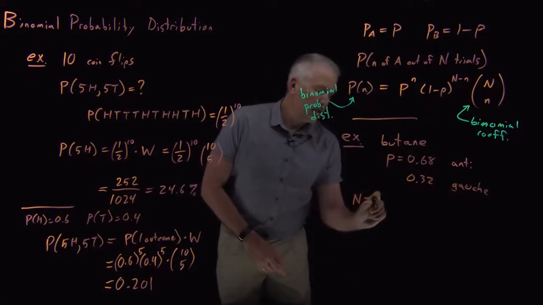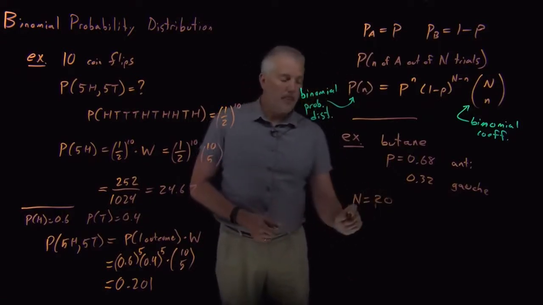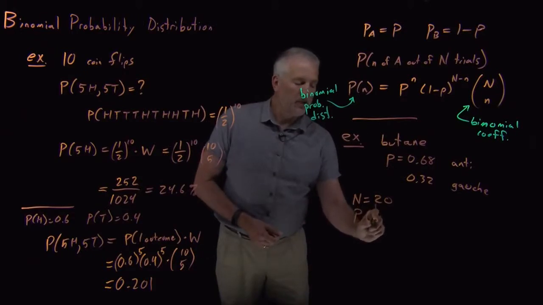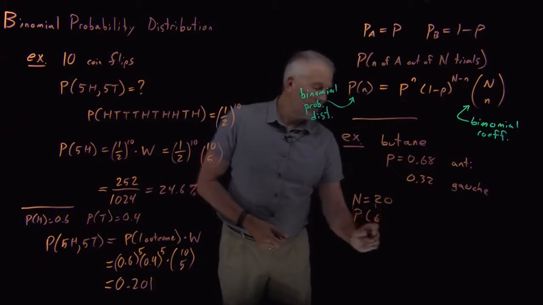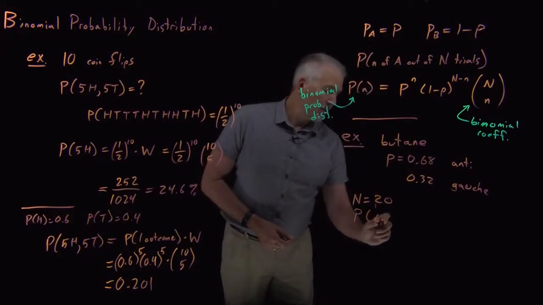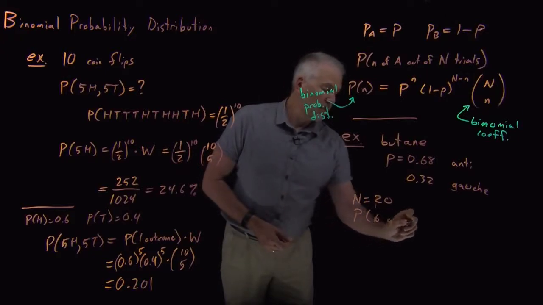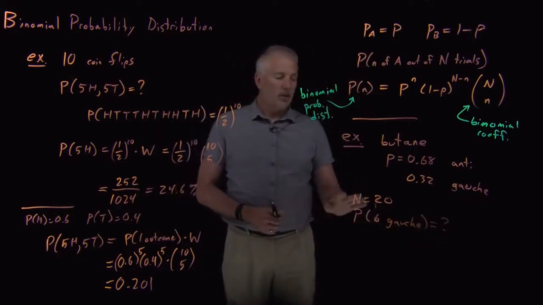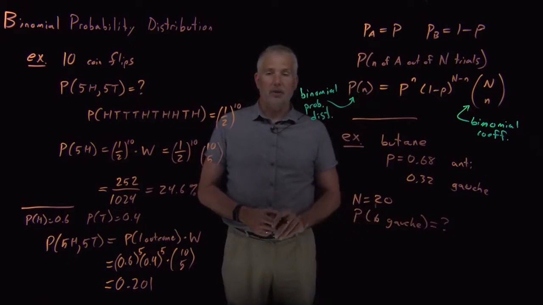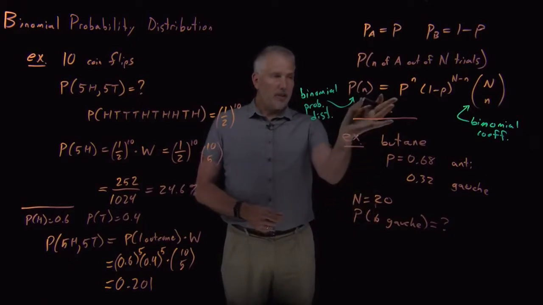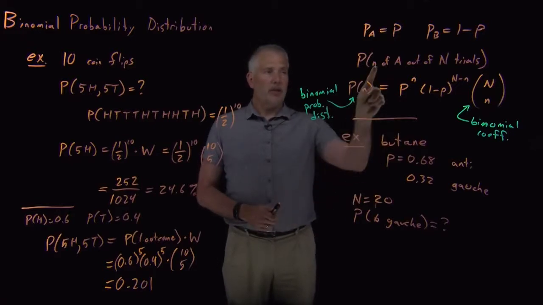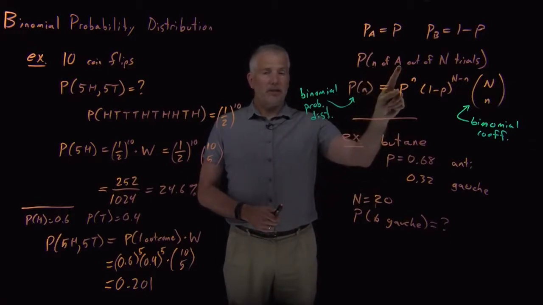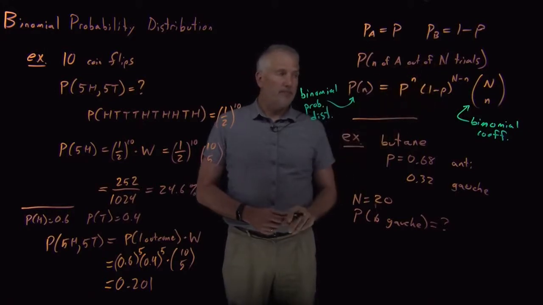20 butane molecules, and I want to know what is the probability that out of those 20 molecules, 6 of them are in the gauche configuration. So collection of 20 butane molecules, I might have all 20 in the gauche conformation, I might have none of them. I want to know what's the probability that 6 of them are in the gauche conformation. That's exactly the type of problem we use this equation for. Probability that 6 of them are in the gauche configuration out of 20 different molecules.